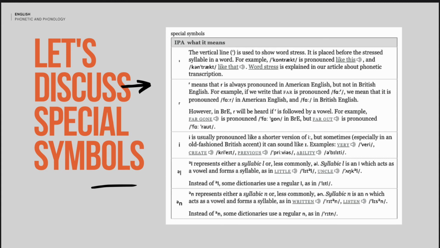An represents either a syllabic and or, less commonly, an. Syllabic an is an which act as a vowel and form a syllable, as in written, listen. Instead of an, some dictionaries use a regular an, as in written.